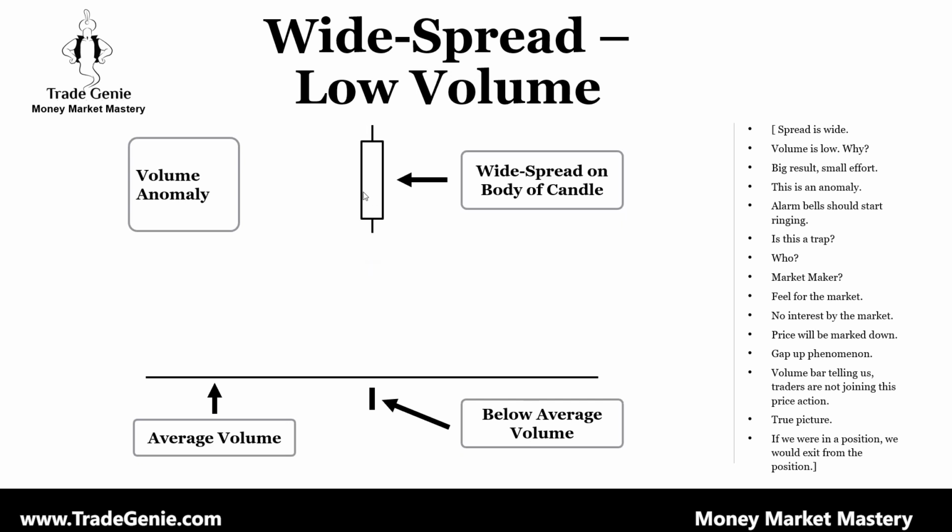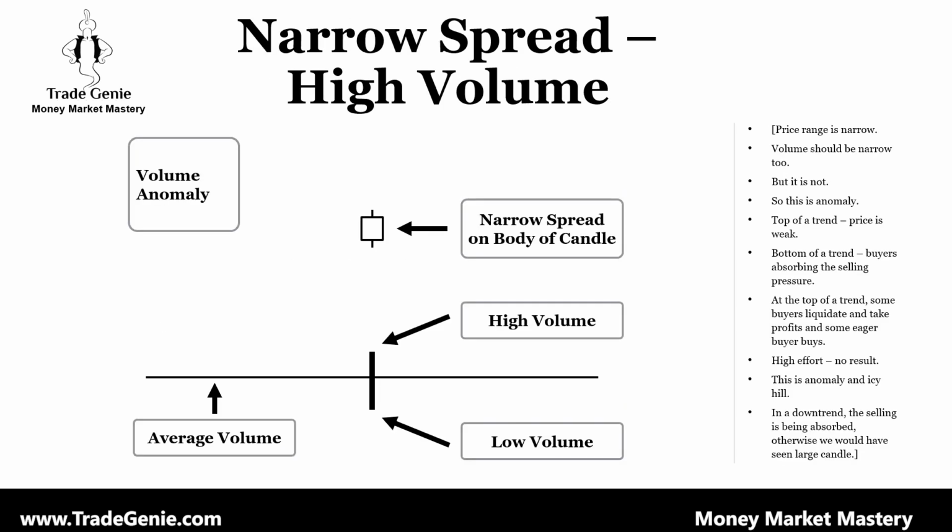Especially if this is a gap, or the price moved up but there's no volume, you need to ask why. Now there is a narrow spread and the volume is high. So think about that. When the volume is high and the spread is narrow, something is not right. So there's an anomaly. Somebody was selling, somebody was buying. A lot of transactions happened, a lot of volume, but the price did not move.